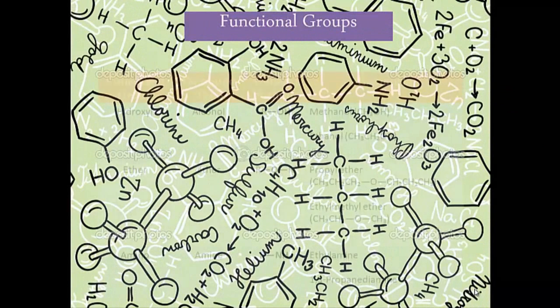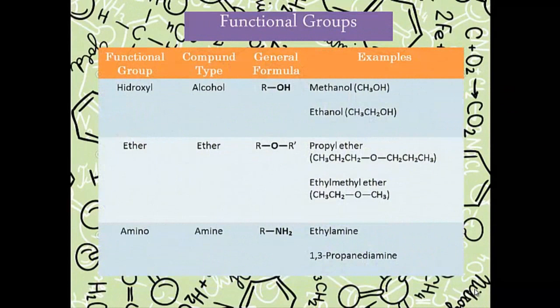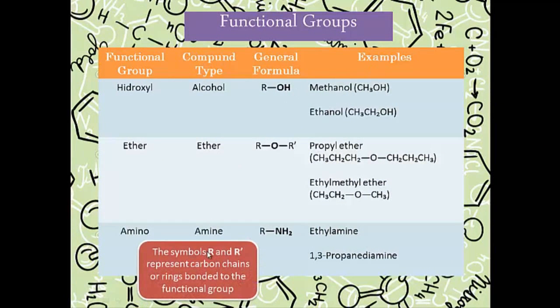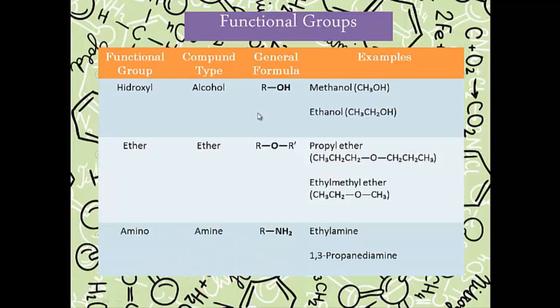Functional groups. This table shows functional groups like hydroxyl, ether, amino, and others. The compound type is alcohol, and the general formula is ROH. These symbols represent carbon chains or rings bound to the functional group. Some examples of alcohol are methanol and ethanol. The functional group ether, its compound type is ether. The general formula is ROR. Some examples are propyl ether and ethyl methyl ether.